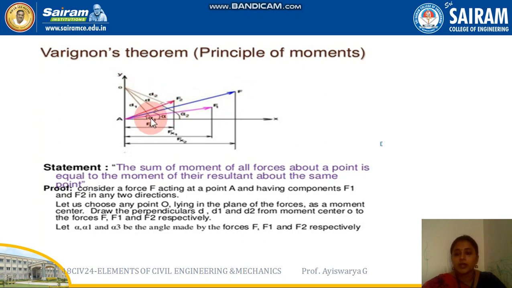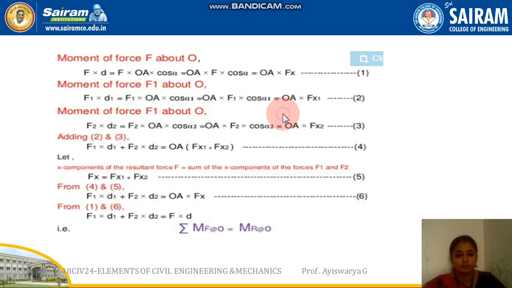Now you can see every force has some inclination. For example, F has the inclination alpha, F1 has alpha 1 and F2 has alpha 2. Also the horizontal components you can consider as Fx, Fx1 and Fx2.